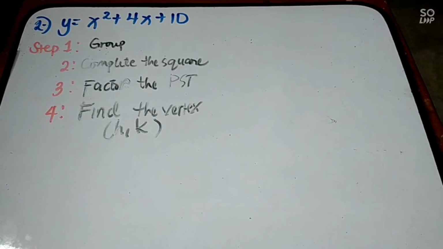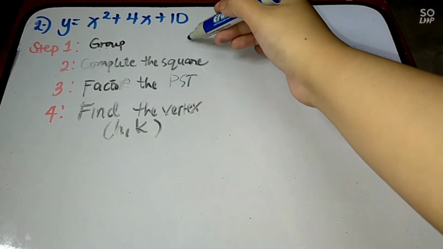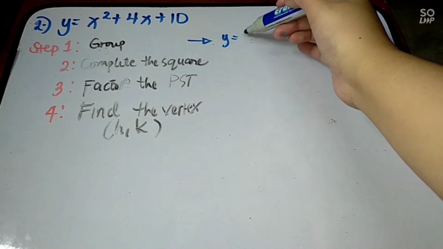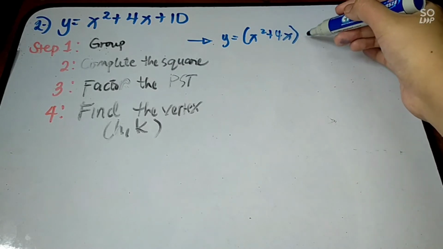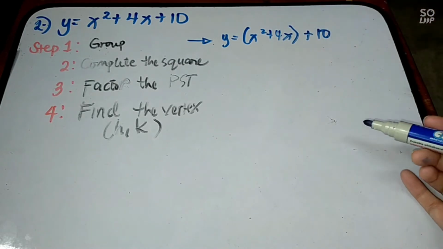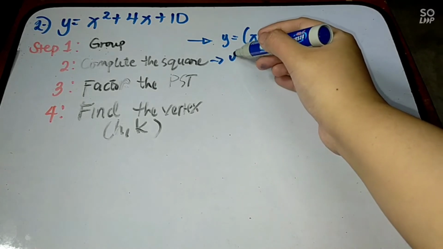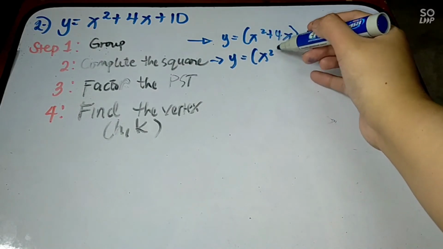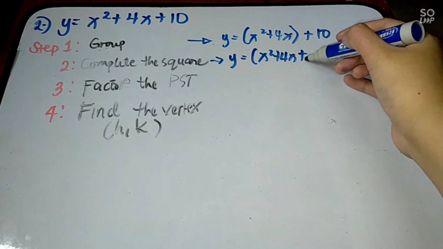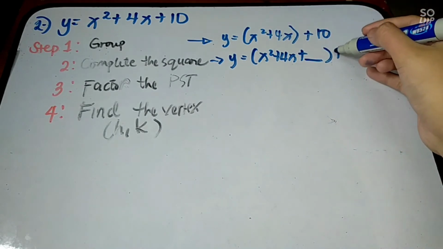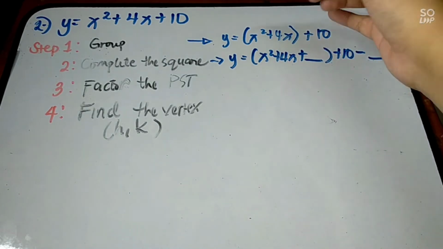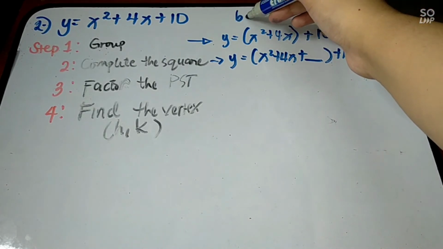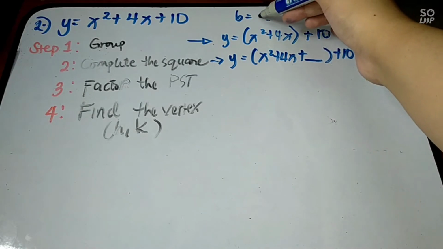Number 2. y is equal to x squared plus 4x plus 10. First, let us group. We have y is equal to x squared plus 4x, then close parentheses, then plus 10. Next, complete the square. We have here y is equal to x squared plus 4x plus blank for us to complete the square. Then, plus 10, dito sa kabila, minus blank. Alright? Let us find for b. Your b here, ito b mo, which is 4.